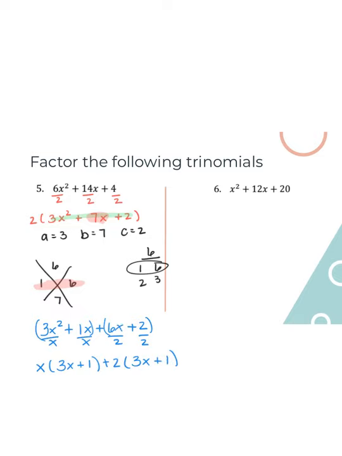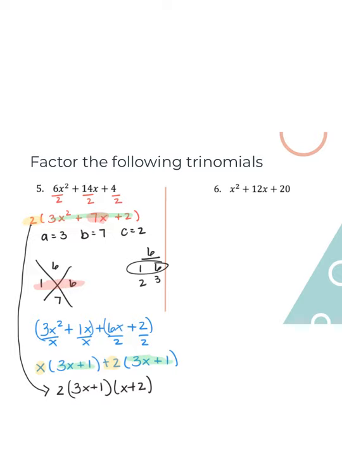I'll double check. How do they look on the inside? Looks perfect. So my first is 3x plus 1. My second is x plus 2. And I'm not done until I check up above. Did I bring anybody with me? Yep, brought that 2. So that 2 is going to have to come down out front. And that's going to be your final answer.